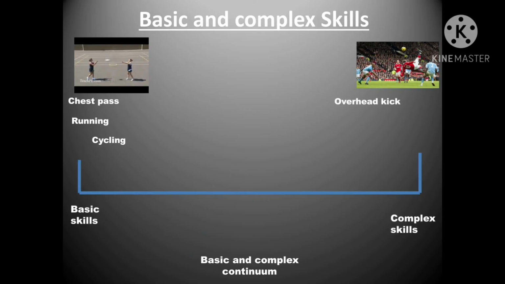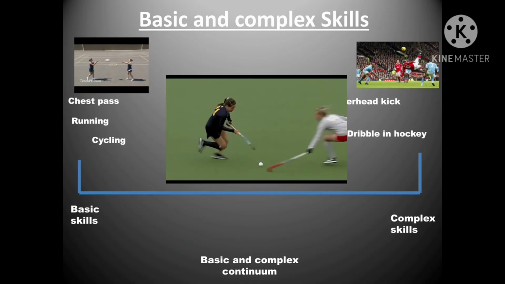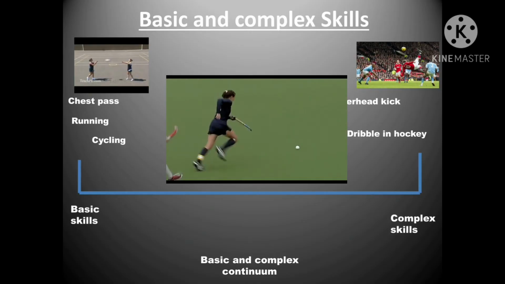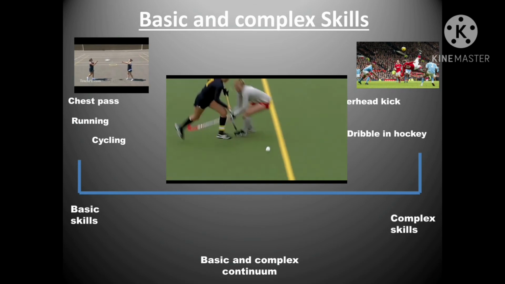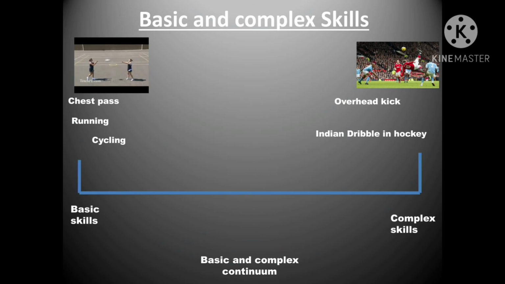And at the far end, our complex, we've got this overhead kick. We've got an Indian dribble in hockey, person moving the ball from side to side quickly, maybe moving in and out of players. It's a really quite tricky skill to do because you're moving quickly with your legs. You're having to use both hands to manipulate the stick and to be able to direct the ball in and around people.